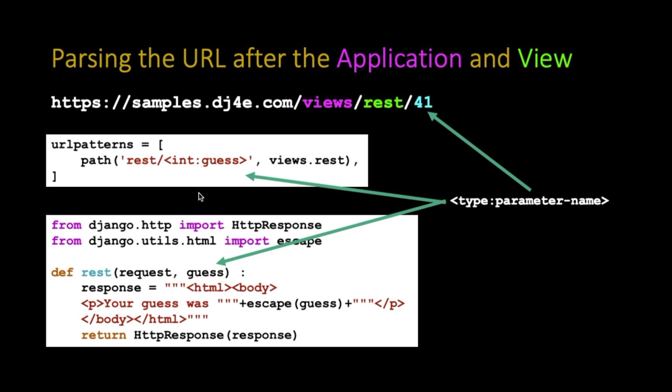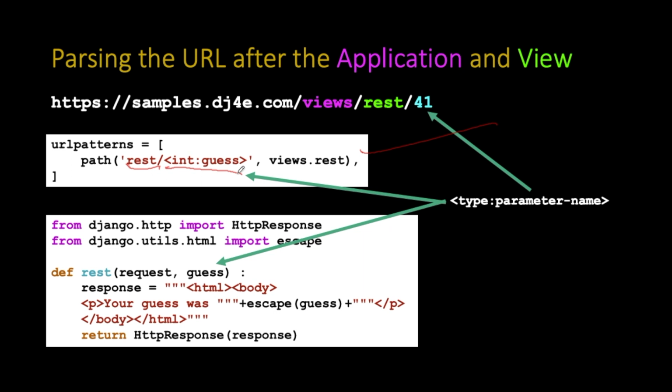So another of the views is where we're gonna parse the parameter off of the URL itself. These URLs are a little prettier sometimes than the question mark keyword equals value. So let's take a look at this. The way you do this is, in your URL patterns, you have a path, and instead of just having the path name, the view function name, you actually have this bracket, int colon bracket, guess bracket.